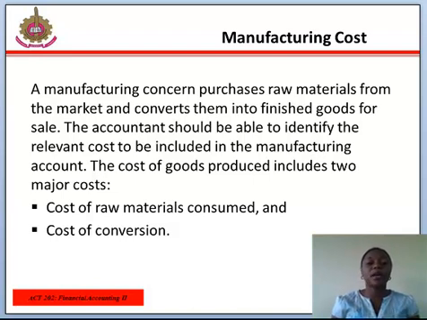This is also known as factory overhead cost, and it includes all expenses that are incurred in the factory, such as wages that are paid to factory labor, salaries of factory supervisory staff, factory rents and rates, power, fuel, repairs of plants and machinery, depreciation on plants and machinery, and so on and so forth. All these expenses are debited to the manufacturing account, and they are referred to as the cost of conversion.